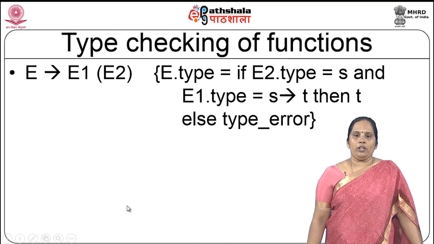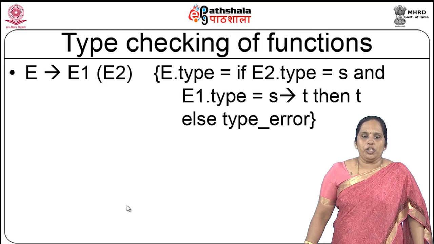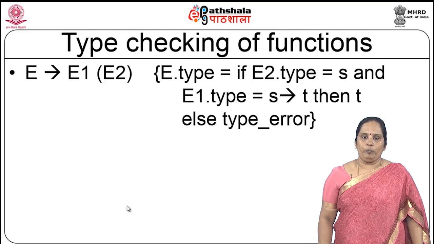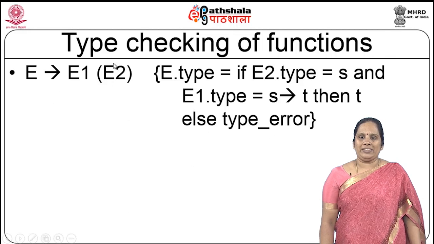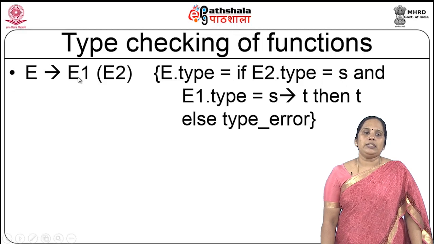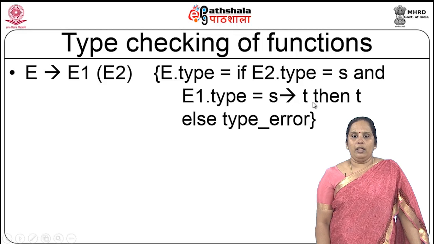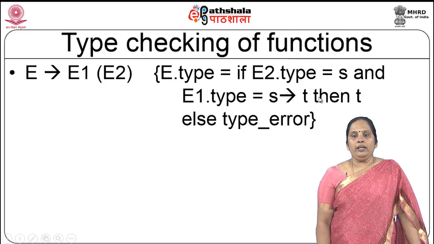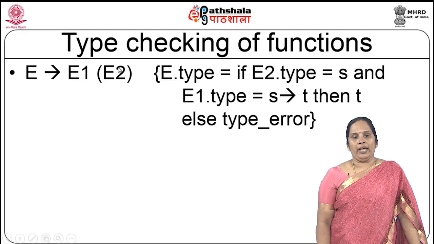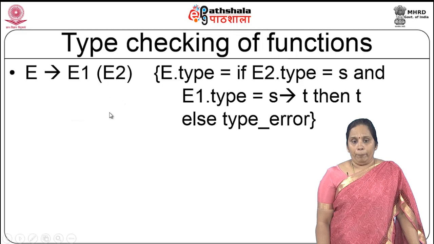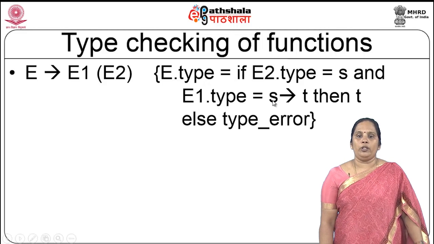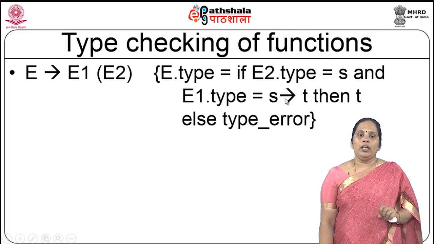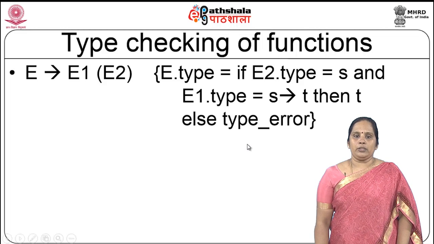Now the next one is type checking of functions, where I will have a function call, E produces E1 of E2. The LHS type is: if E2.type is equal to some S, and E1's type is a mapping from S to T, and this mapping is justified, then you return T as the return type, else you return error. Now it is a function, so it should play with the arguments and then get some value computed. Therefore we are explicitly stating here: if E1.type is equal to S arrow T, that is a mapping from S to T, then we return T, else we return type_error.